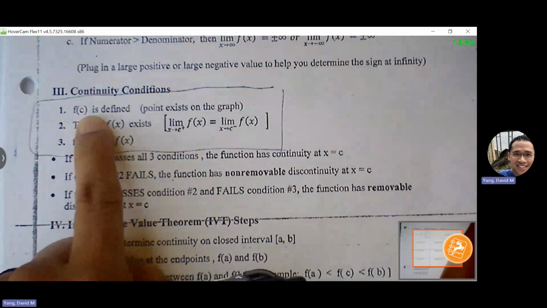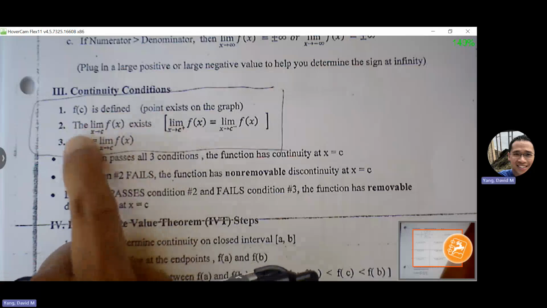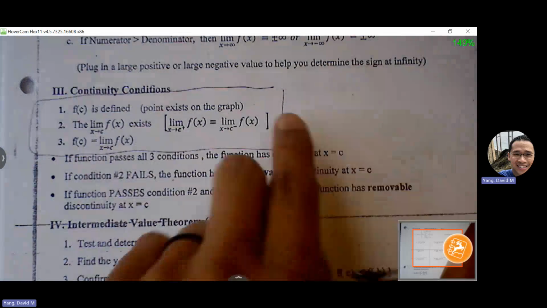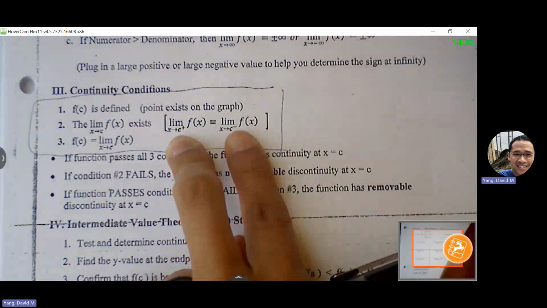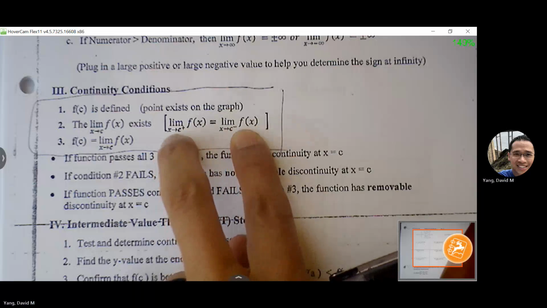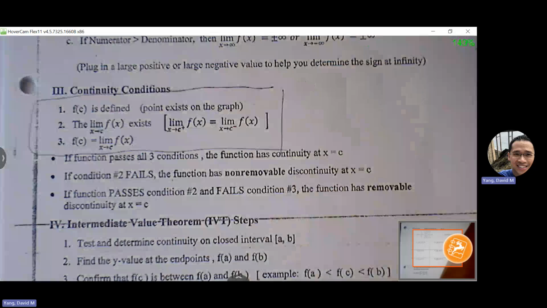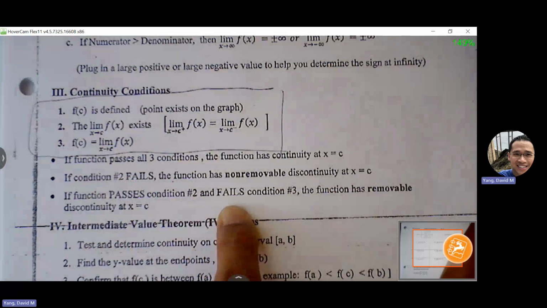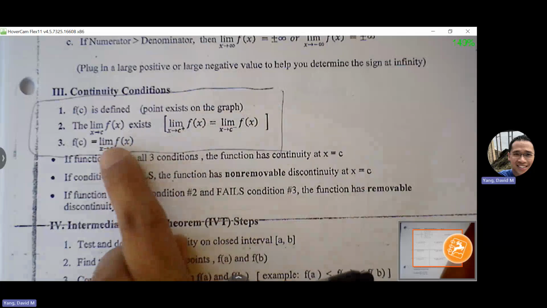First condition, there's a point defined. Second condition, does the limit exist? Sometimes we can get away with just writing the limit statement once, but if it's a less than or greater than with 2 different functions, we have to explore a little deeper and actually do one-sided limits. If the second condition fails, we stop and we say it's going to be a non-removable discontinuity. But if the second condition passes, we always go to the third one.